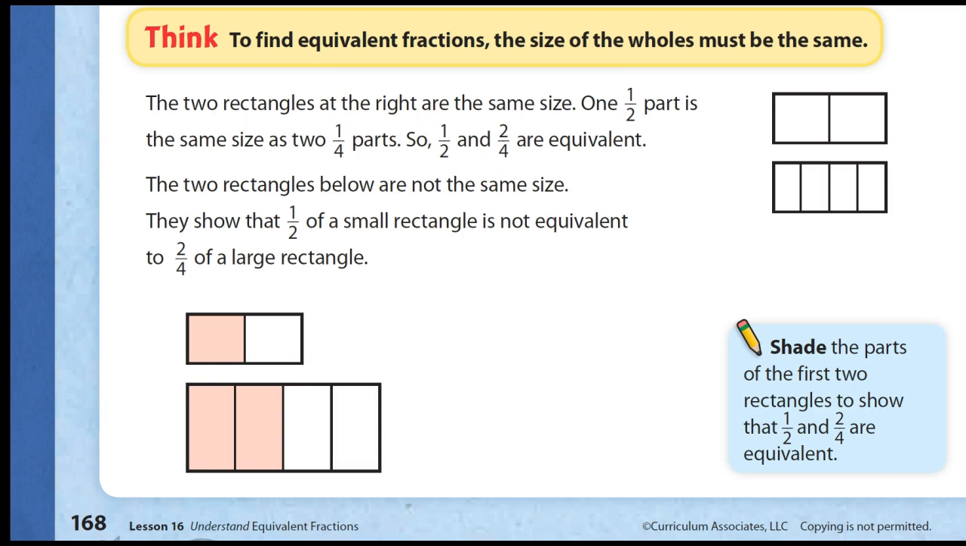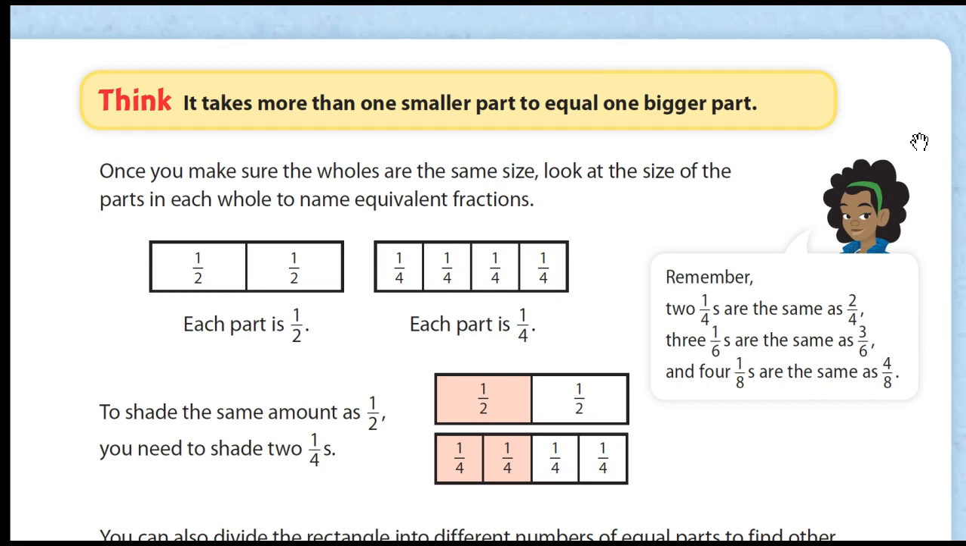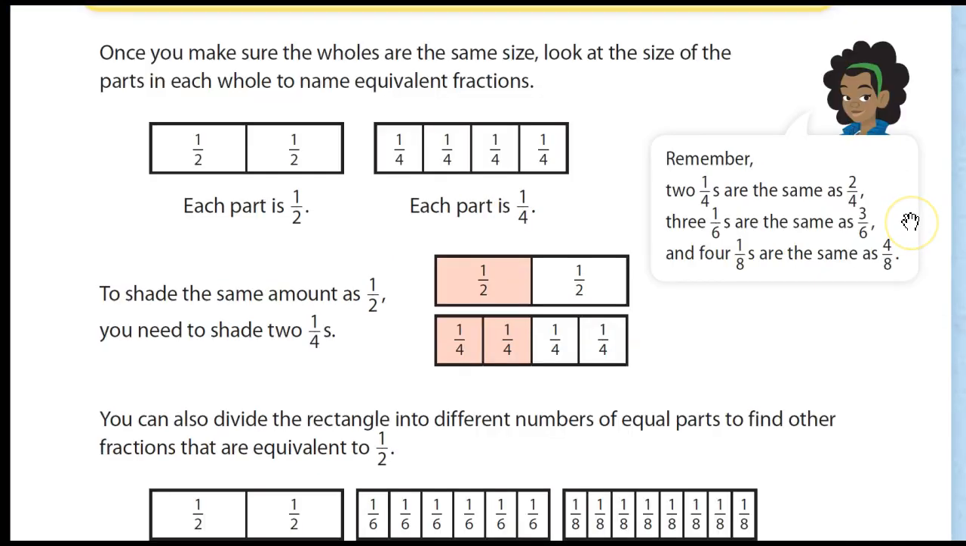All right. Let's go on to the next page. Then it says once you make sure the wholes are the same size, look at the size of the parts in each whole to name equivalent fractions. It says to shade the same amount as 1/2. So if I have a half right here, how many fourths do I need to shade in to equal a half? 2. Yeah. 1, 2.